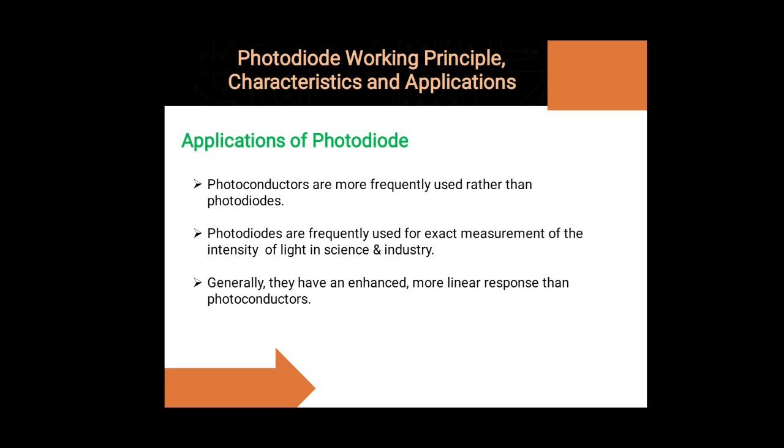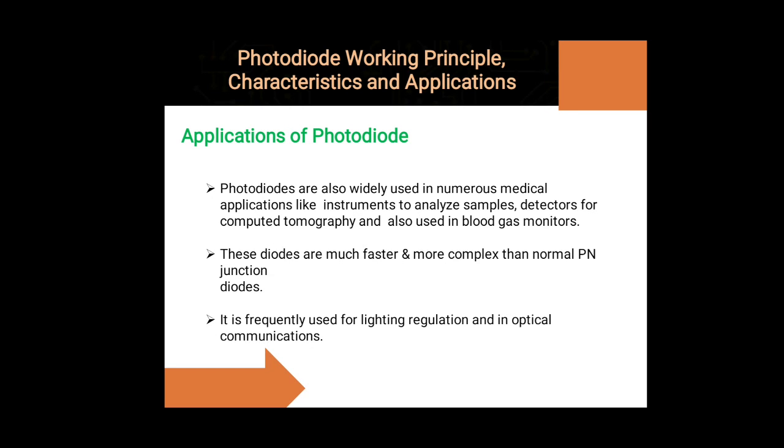Photoconductors are more frequently used than photodiodes, and photodiodes are frequently used for exact measurement of the intensity of light in science and industries. Generally they have enhanced and more linear responses than the photoconductor. Photodiodes are also widely used in numerous medical applications, like instruments to analyze samples, detectors for computed tomography, and also in blood gas monitors. These diodes are much faster and more complex than normal PN junction diodes.